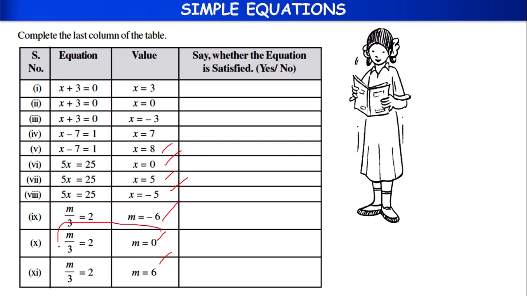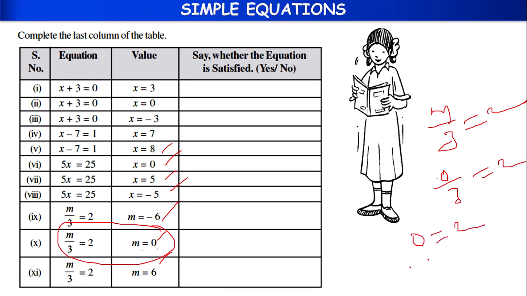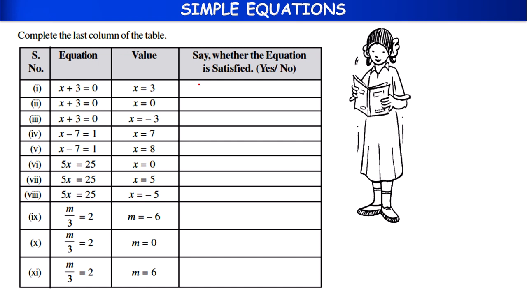If you see this 10th one, m by 3 equals 2, m equals 0, 0 by 3 equals 2. 0 divided by any number is always 0, so 0 equals 2, false. This is not satisfied. Like this, you can solve them and you can keep yes or no in the last column, children.